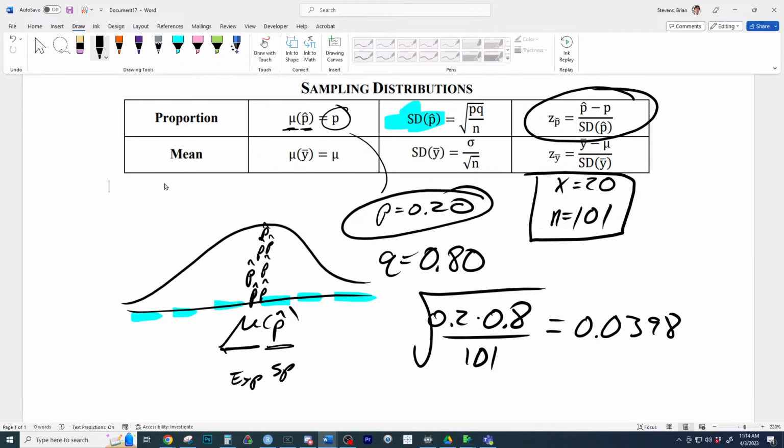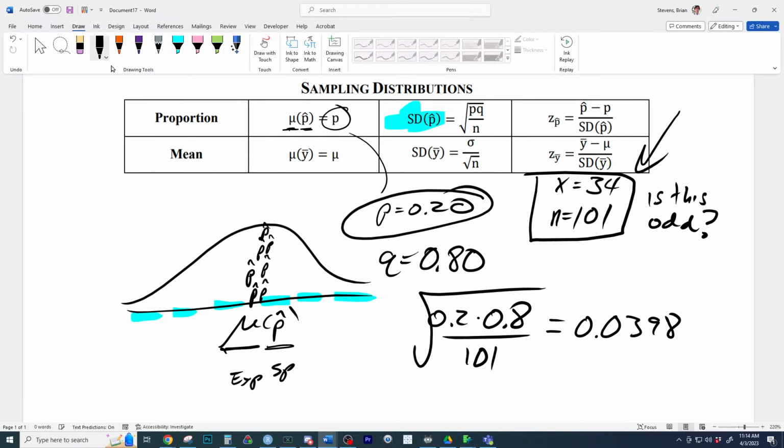So if somebody saw in their sample 34 students, would this be odd? First off, calculate what right here. First off, 34 out of their 101 students. Oh, a space right there, Sloan. Space between will do it. First off, calculate what from they saw 34 students out of 101. So calculate what right there.